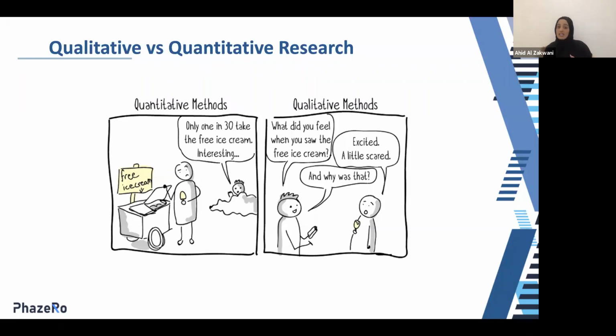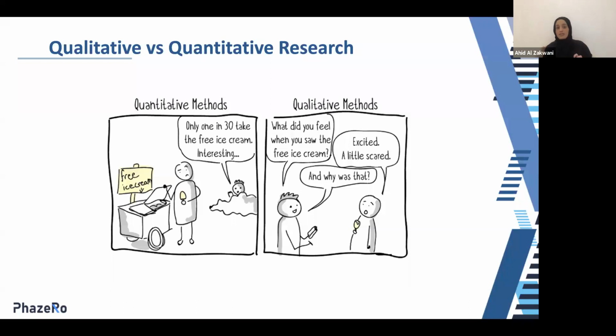And then we have qualitative methods. We can see a researcher asking, what did you feel when you saw the free ice cream? And then the customer says excited and scared. And then the researcher asks again about behavior and their feelings.